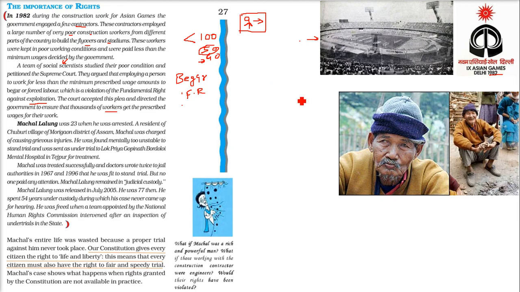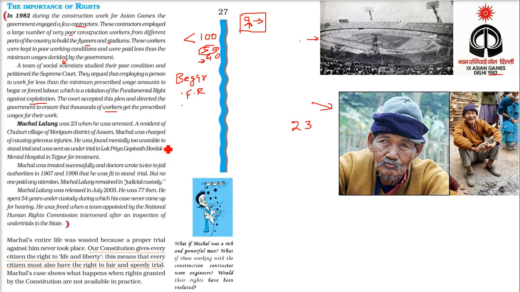Now the second example is the example of Machal Lalung. He was 23 years of age. He was a resident of Chuburi village of Morigaon district of Assam. He was charged that he had caused certain injuries to someone, and then he was arrested. Then because of his mental condition, he was sent to the Lokpriya Gopinath Bordoloi Mental Hospital in Tezpur for treatment.